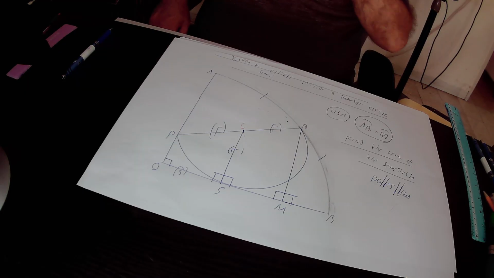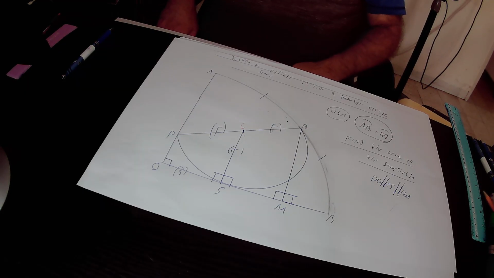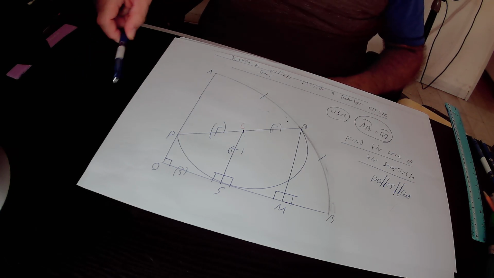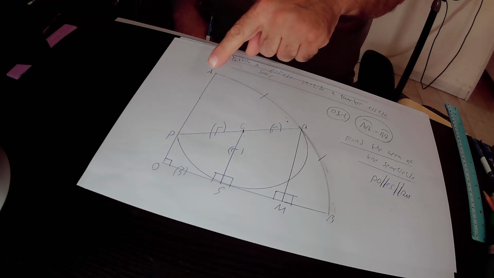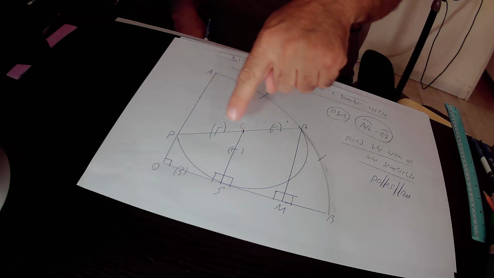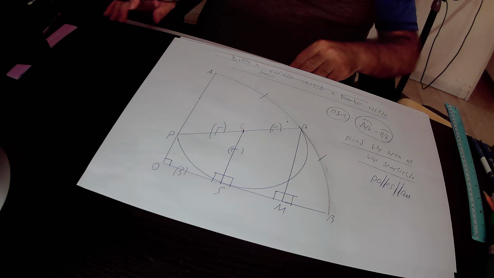So here you can implement Taylor's theorem in our drawing. According to Taylor's theorem, the following equation is true: that PC over CQ equals OS over SM.